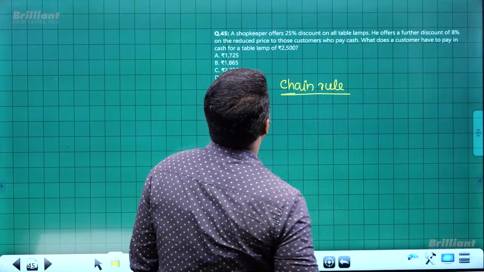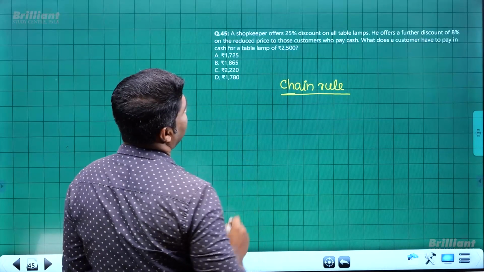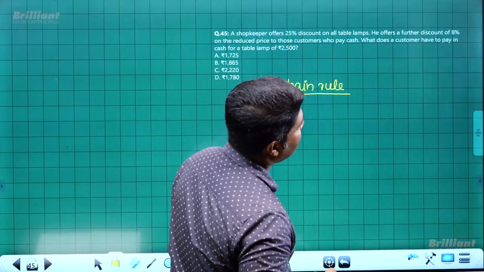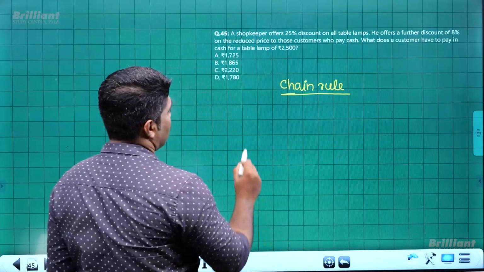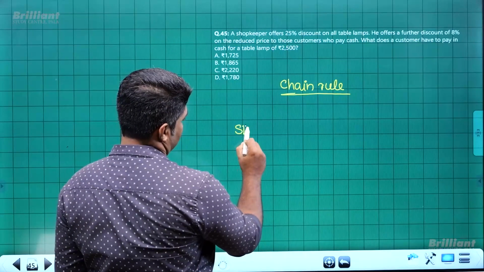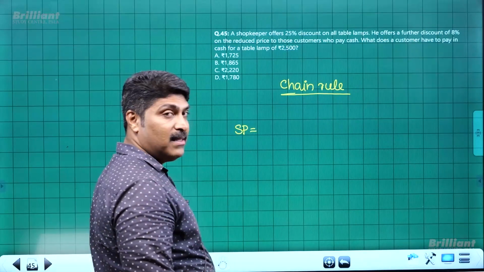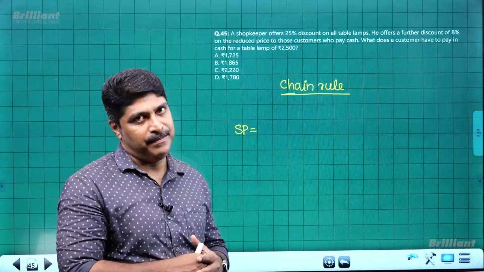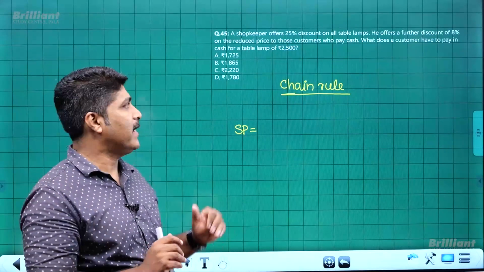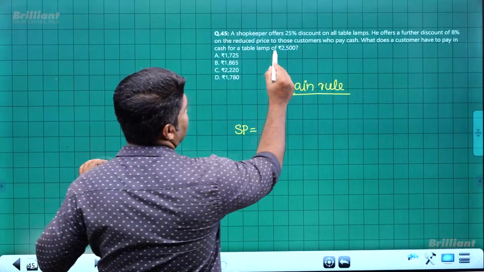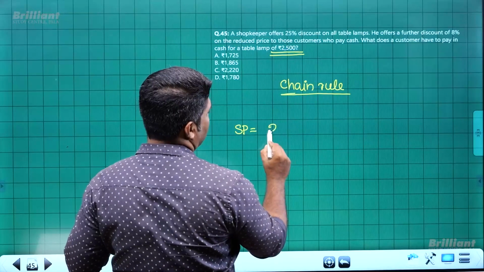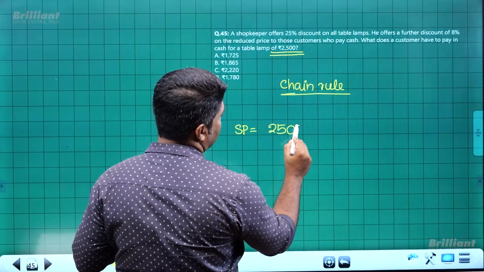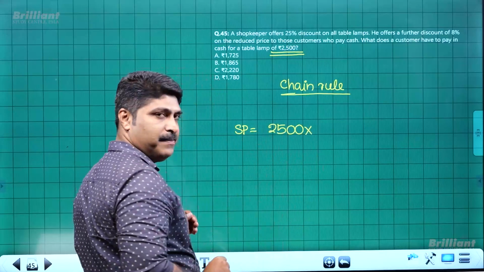Chain rule. Here we have to consider what the customer has to pay. So therefore here the selling price. Selling price in the sense, never be confused here, at which price this sale is done? So that's only the selling price. Got it? So here we just consider the selling price. This is actually the marked price, so the discounts affect this price, 2,500.